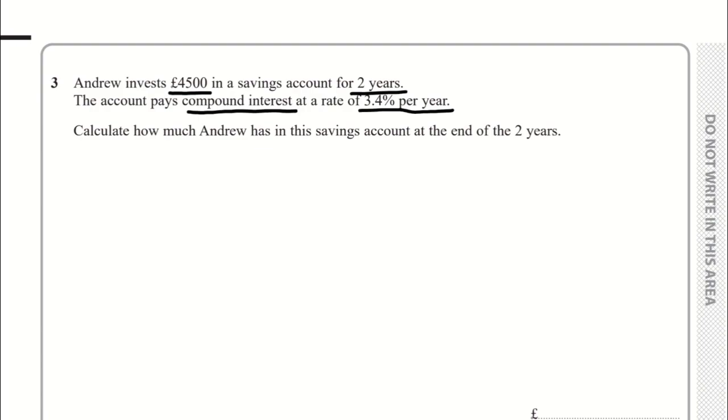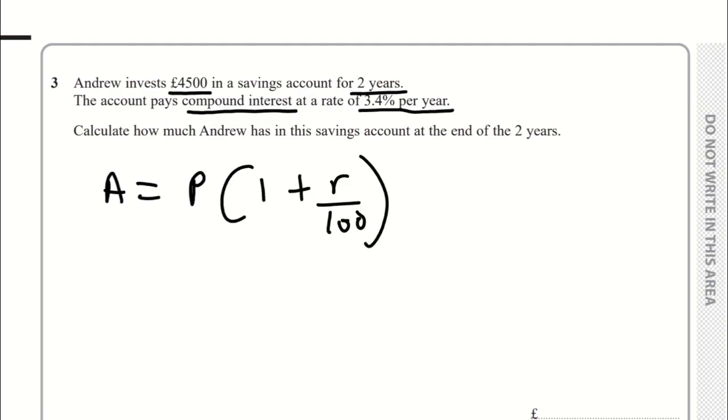Now, we're going to use the compound interest formula, which is given by A is equal to P into bracket 1 plus R over 100, close bracket, raised to power n. P is the principal, that's the amount invested. A is the amount that you would have after the end of, maybe after 2 years or 3 years or whatever duration that you have for the investment. R is the rate, as we have here. The rate here is 3.4%, and n is the number of periods or years.